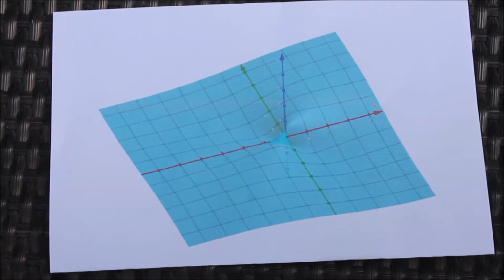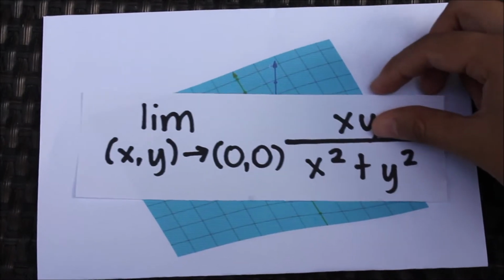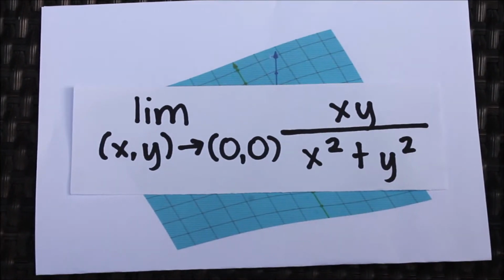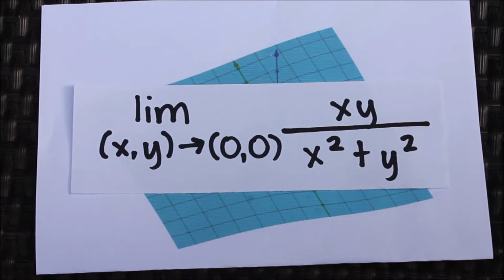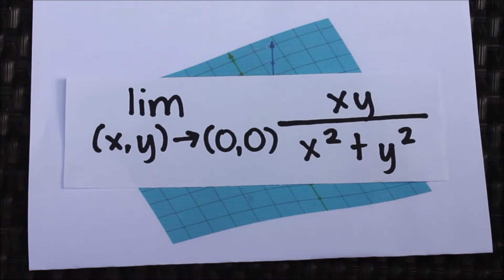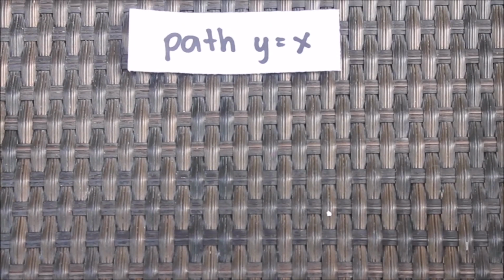Let's take this function as an example. Notice that if we try to do direct substitution, we're going to have 0 over 0, which is an indeterminate form. Since we can't perform direct substitution, we're going to approach this from different paths and see what we can discover. Let's consider the path where y is equal to x.